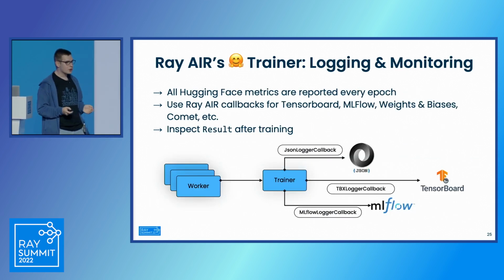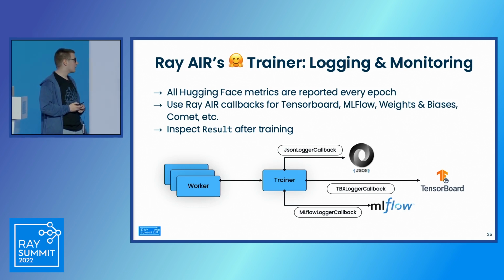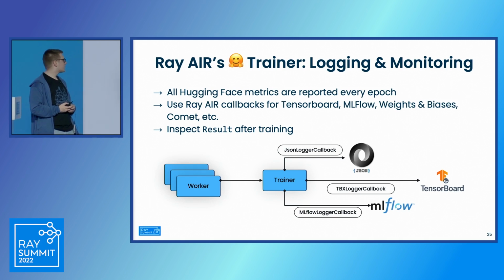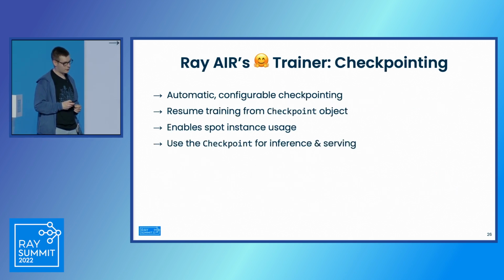For logging and monitoring, we have multiple callbacks. You can use MLflow, Weights and Biases, TensorBoard, and other such libraries. And you can even write your own callbacks with a simple API that we provide. And you can also inspect the result object after training, which contains the metrics, the best model, and so on.